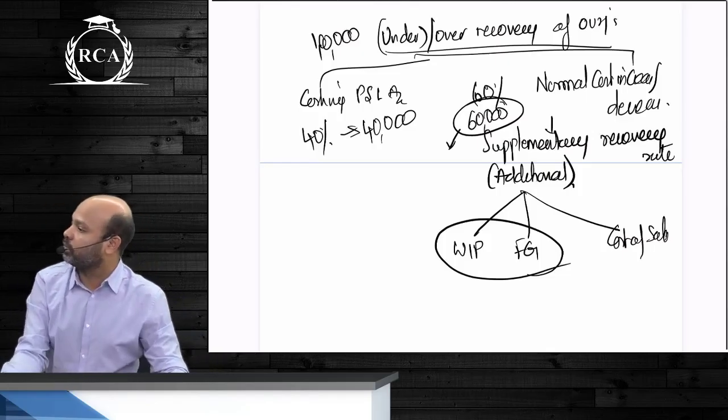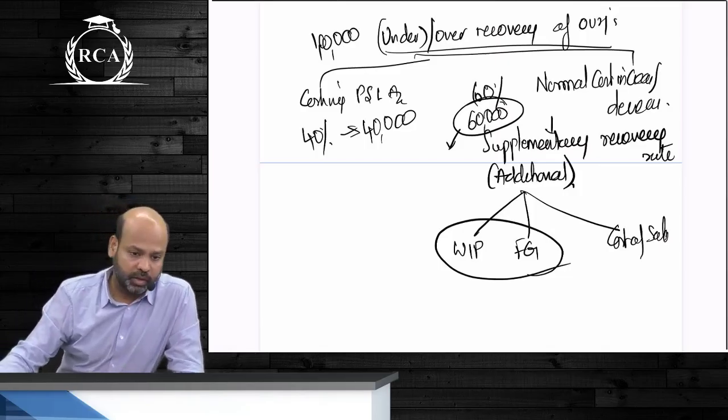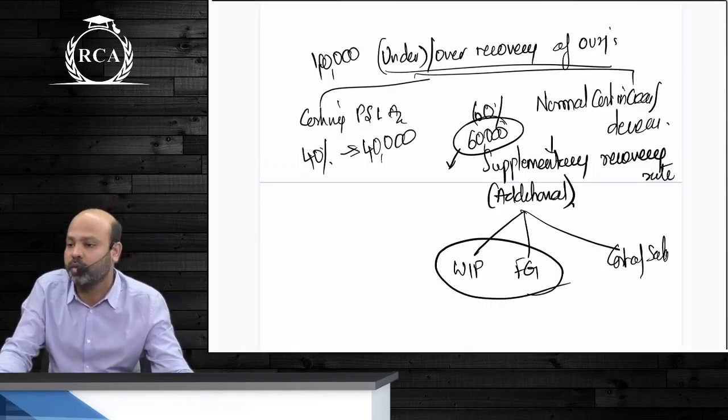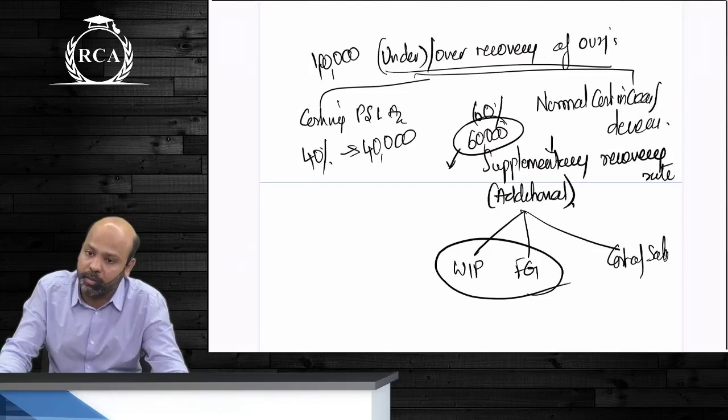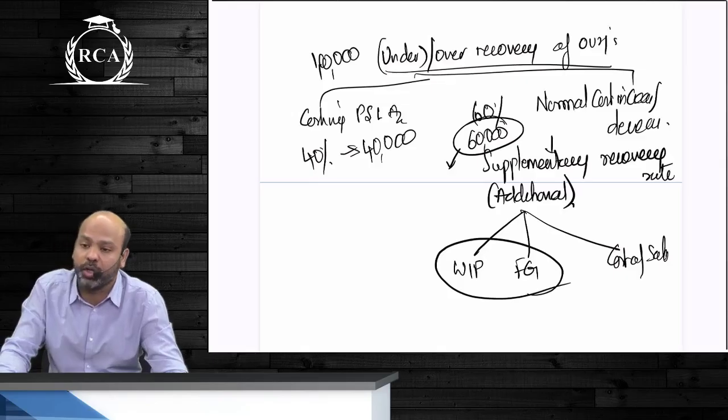Are we clear about this? Yes or no, kids? Has it been understood? Any doubt in this? So if it is on account of defective planning, what will you do? It should be transferred to costing P&L account. If it is on account of normal cost increase or decrease, use an additional recovery rate to adjust that to all the units that were manufactured during the year.